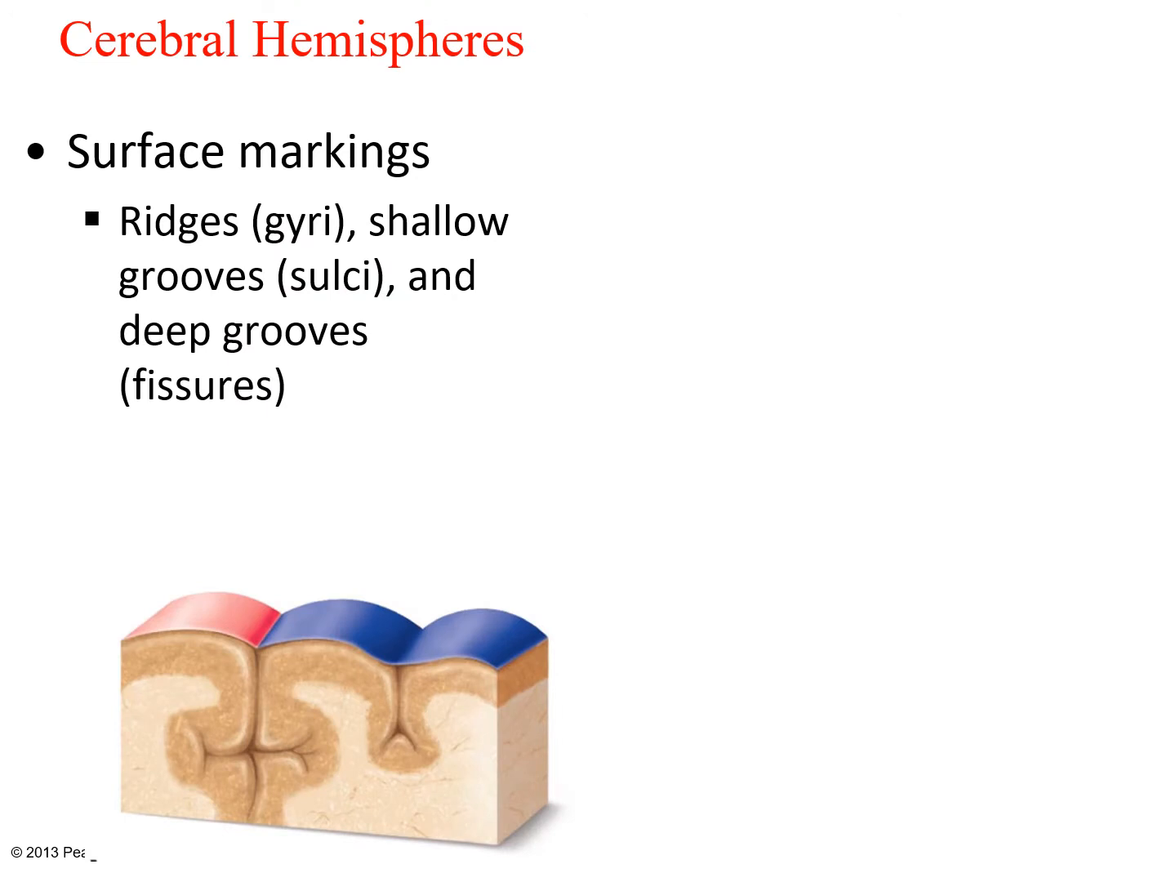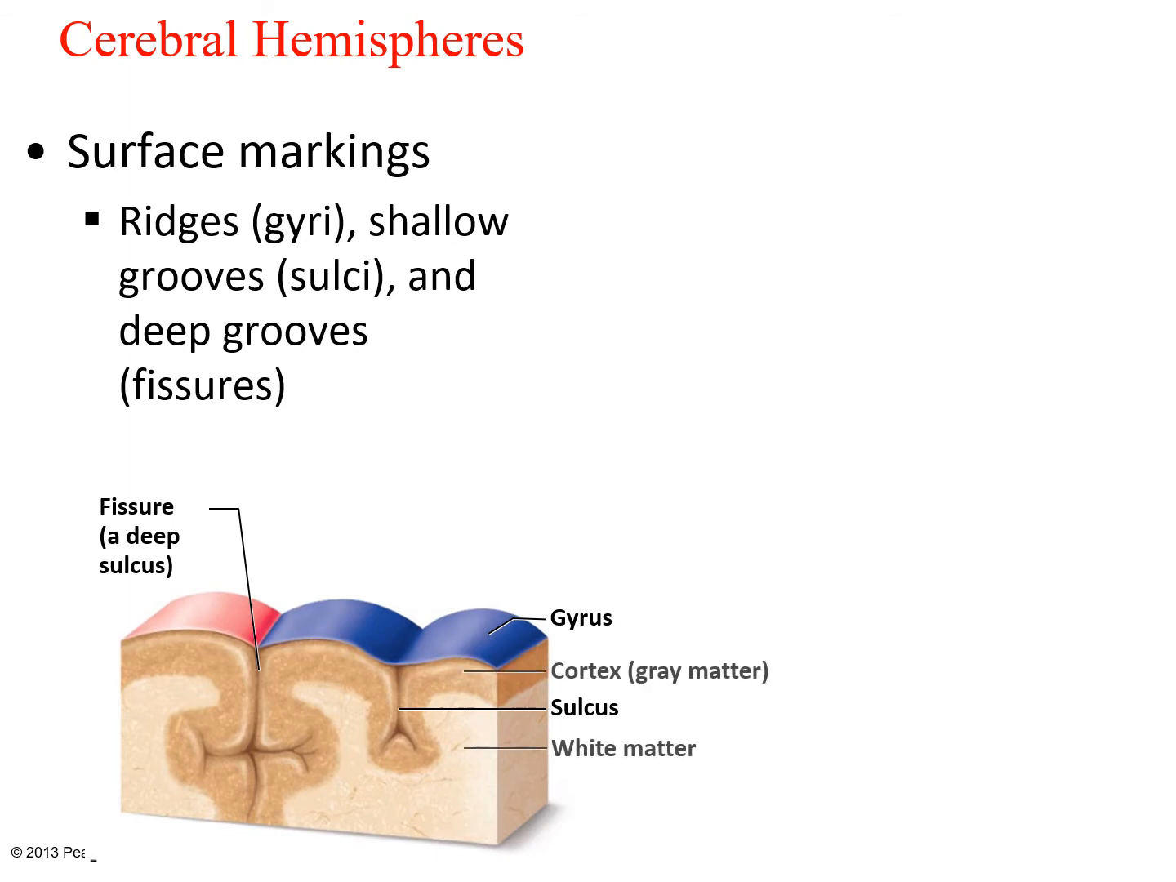The cerebral hemispheres do have surface markings. You see gyri superficially, which are ridges, and shallow grooves, which are called sulci. As you can see from the diagram, gyrus is the singular for gyri, and sulcus is the singular for sulci. You also see deeper grooves, which are called fissures. As mentioned before, there's a superficial layer of cortex or gray matter, and a deeper layer of white matter, which is myelinated.